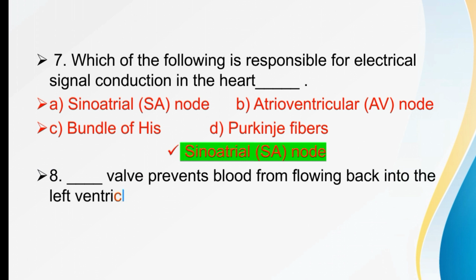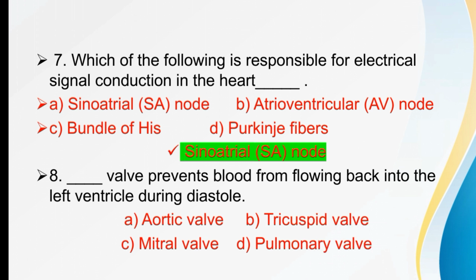Dash valve prevents blood from flowing back into the left ventricle during diastole. Our options are aortic valve, tricuspid valve, mitral valve, or pulmonary valve. So the right option is aortic valve. It prevents blood from flowing back into the left ventricle during diastole. So the right option is A.